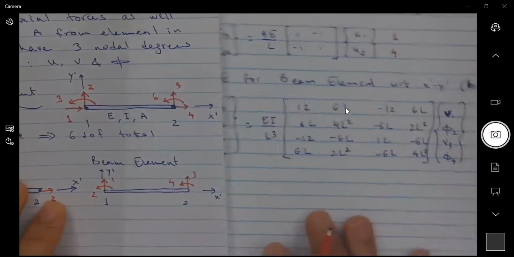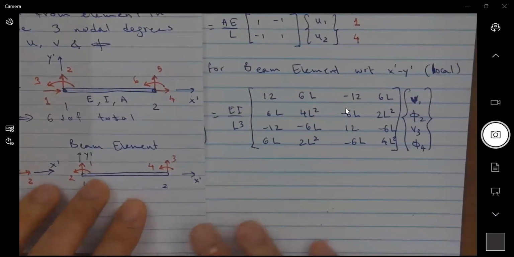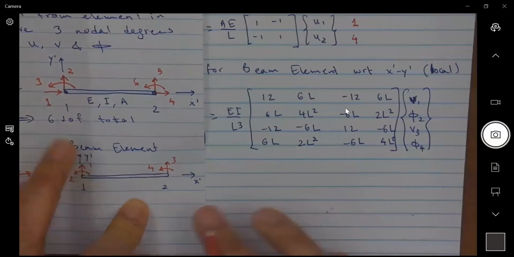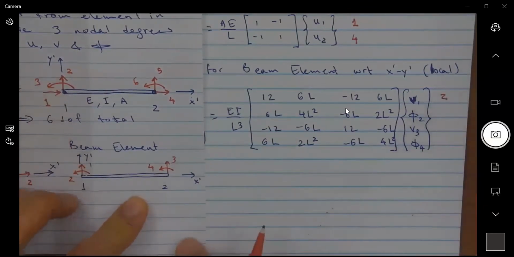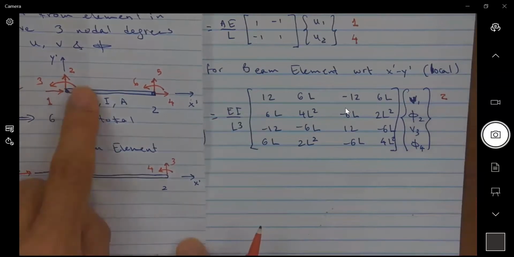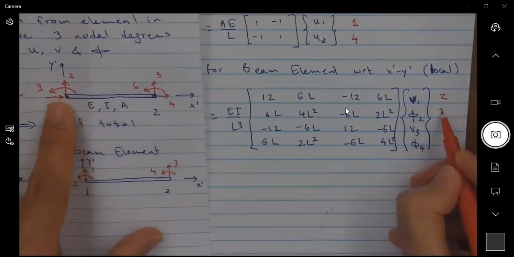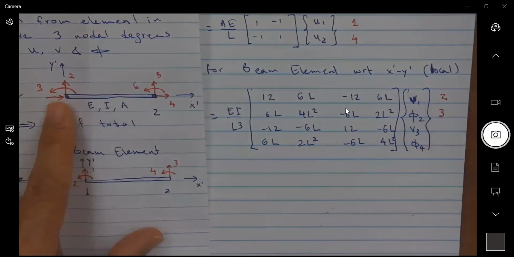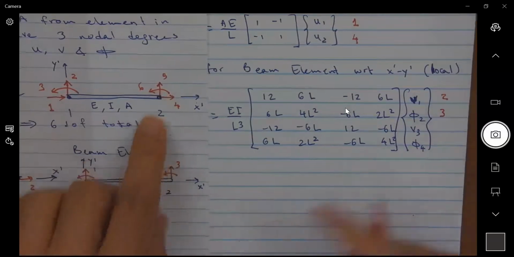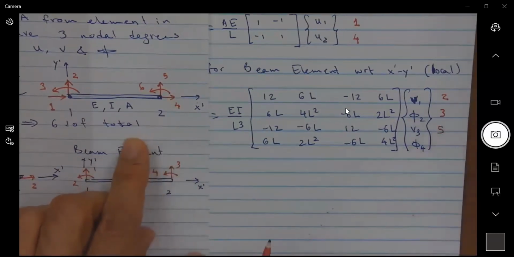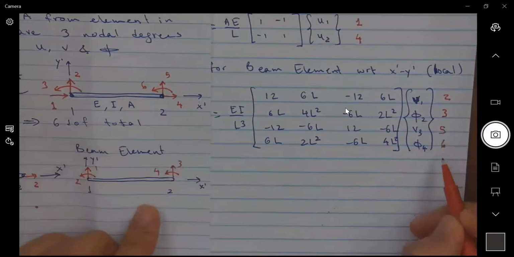Okay. I'm going to do the same with the beam element as it compares to the frame. So my 1 corresponded to 2 here. So I'm going to write this as 2. And my 2 on the beam element corresponds to 3. So I'm going to put 3. The 3 corresponds to 5. So I'm going to put 5. And the 4 corresponds to 6. So I'm going to put 6.